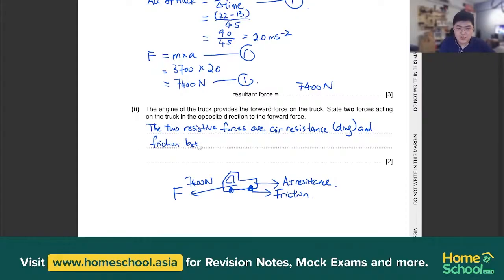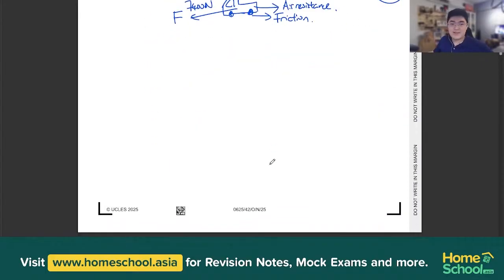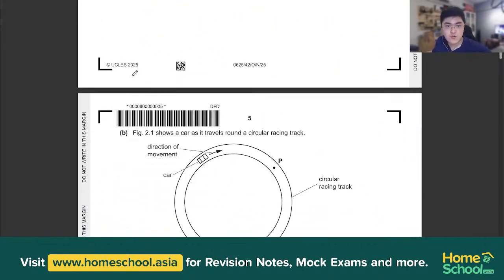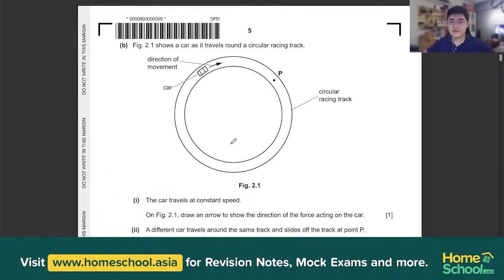Between the tires and the road, right? So writing air resistance and friction will give you 1 mark each, giving you 2 marks in total. Okay, all clear? Fantastic. All right. So this is a very simple question. We're now done with part A. Now let's move on to part B.